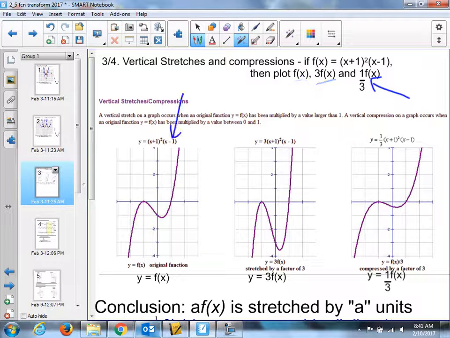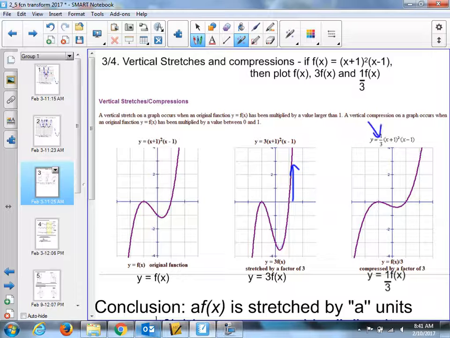So let's just take a look at this here. So here's the original function. Good. When you multiply everything by 3, it does nothing to the zeros, right? It just stretches. This dip here goes 3 times as much. Everything's stretched by a factor of 3. You can't see it very well, but this grows 3 times faster in a sense too.